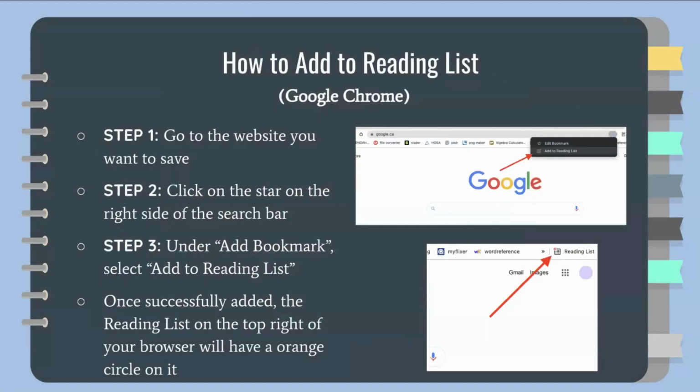To add to a reading list on Google Chrome, you go to the website you want to save, and then click on the star on the right side of the search bar, and then under Add Bookmark, select Add Reading List. Once you've successfully added the reading list, on the top right of your browser will have an orange circle on it.